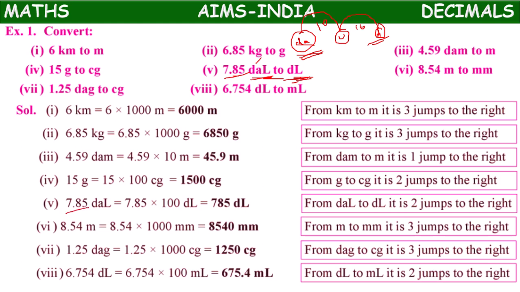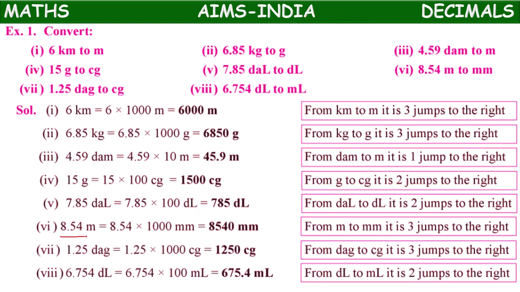So here what? 7.85 decaliter they have given. Instead of decaliter, we can take 100 deciliter. 100 deciliter into 7.85. Here we have 2 zeros. So the point will shift 2 places towards the right side. 785.0 we can mention, but no need of 0 here. 785 deciliter.